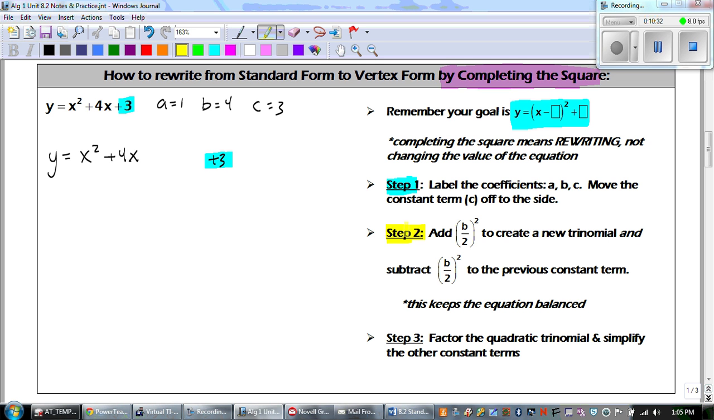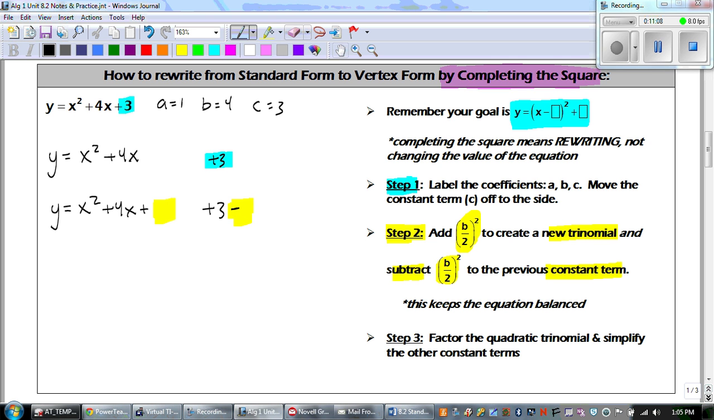Now let's look at step 2. Step 2 is saying add the (b over 2) squared to create a new trinomial, and then we're going to subtract it from the constant term. Like, Mr. Grice, that looks like Chinese. It's not Chinese. Let me show you what you're doing. I'm just going to set it up. We're going to be adding something right here. And then remember that plus 3, guys? It didn't go away. And then I'm going to be subtracting something.